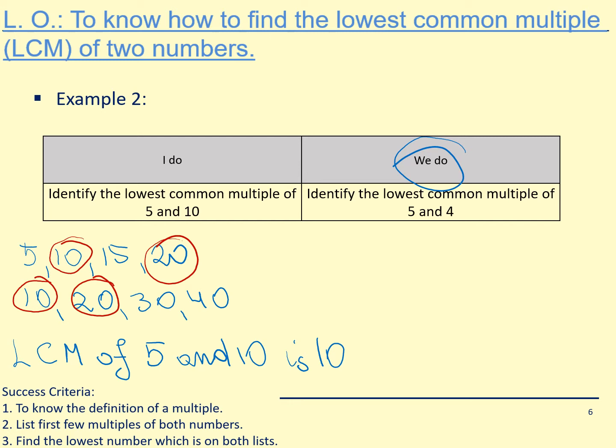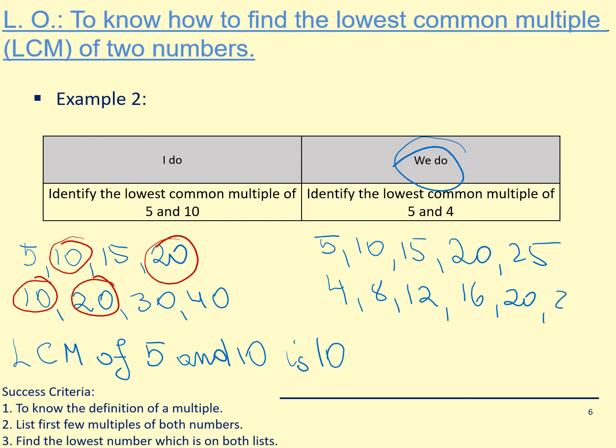So if you've listed multiples of 5, you should get 5, 10, 15, 20, 25. Maybe you've listed some more. And multiples of 4 are 4, 8, 12, 16, 20, 24. And straight away we can see that the lowest common multiple is 20.